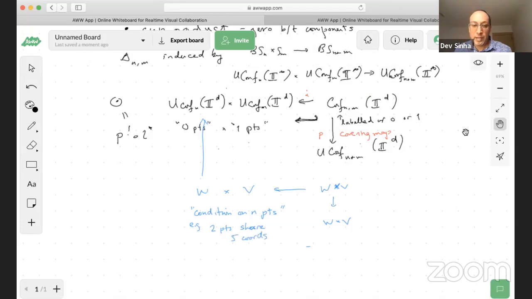And same for V on M points. And what I can do is then make a condition on N plus M points where I say this condition is satisfied if I can break up my N plus M points into a set of N and into a set of M, such that the first N satisfies the condition defined by W and the second M satisfies it defined by V.